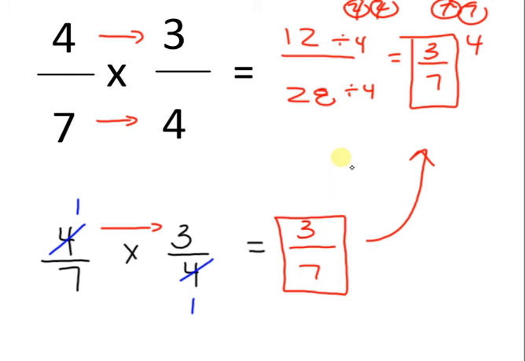Now, what's the difference, Miss Oates? Well, the difference is when I simplify up here, it's typically, yes, I'm simplifying once, but it's much bigger numbers that I'm simplifying. When I simplify here, it's typically much smaller numbers.